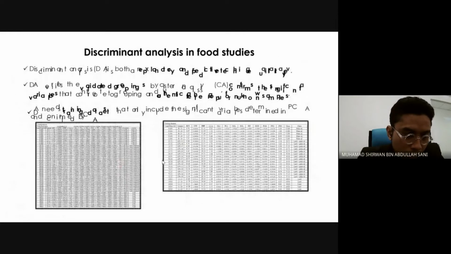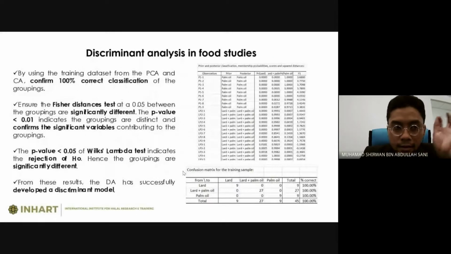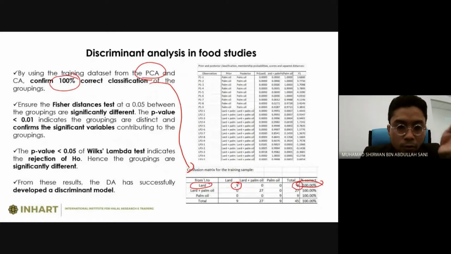For example, the lard and palm oil mixture has 27 samples. From here, can the DA predict that all those 27 are a mixture of lard and palm oil? Yes, they got 27. This is the prediction result, so that's why they get 100% correct. Same goes with this one.